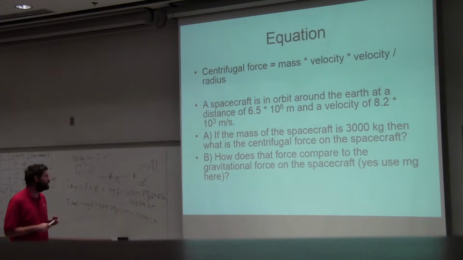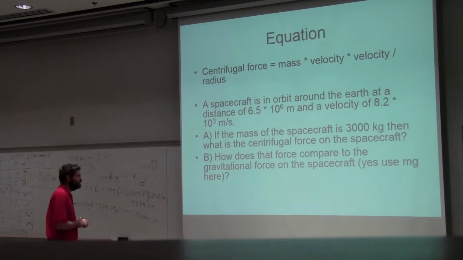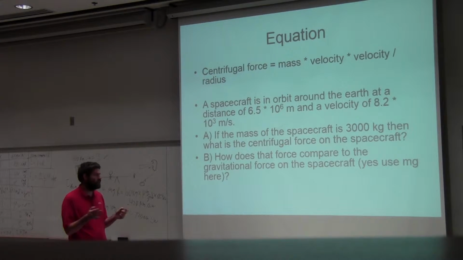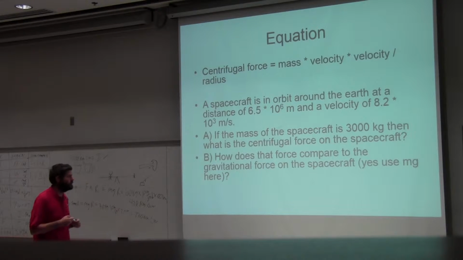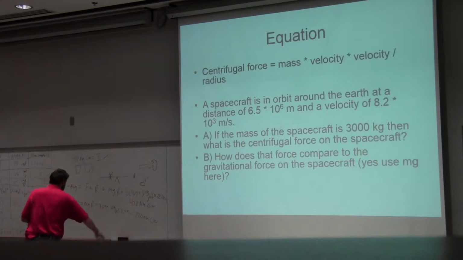We have a 3,000 kilogram spacecraft at a distance of 6.5 million meters, or 6.5 times 10 to the 6th, and a velocity of 8.2 times 10 to the 3rd meters per second. So calculate the centrifugal force, and then compare that to the gravitational force, and just go ahead and use mg here, because at that distance g is still about 9.8. In fact, I encourage you to actually use 9.8 here instead of 10, because otherwise the difference will be a little bit greater. Go.